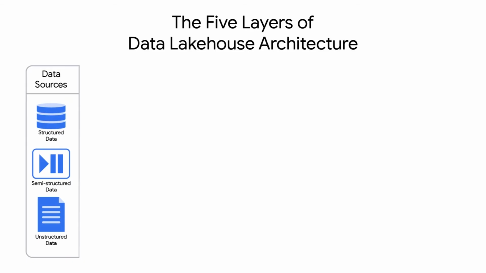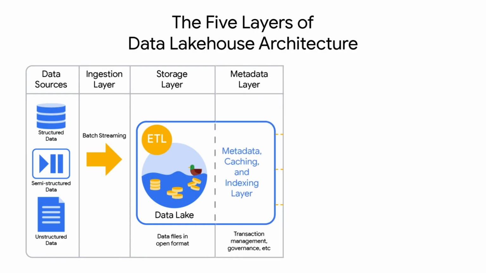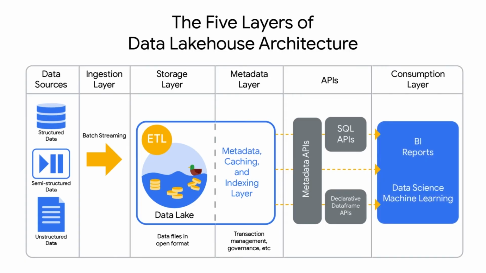Let's review an example of what goes into each of these layers. First is the data sources layer. This includes structured, semi-structured, and unstructured data. Then there is the ingestion layer, which can bring all of these data types into the data lakehouse, either through batch or streaming processes. Next up is the storage layer. In this layer, some data goes into the data lake, and other data goes through ETL and into the data warehouse. From here, our data goes through a metadata layer, where governance rules are applied and indexing occurs. From here, APIs are used to abstract and simplify data and metadata access for the final layer. This is the consumption layer, where business intelligence, visualizations, and machine learning occurs.